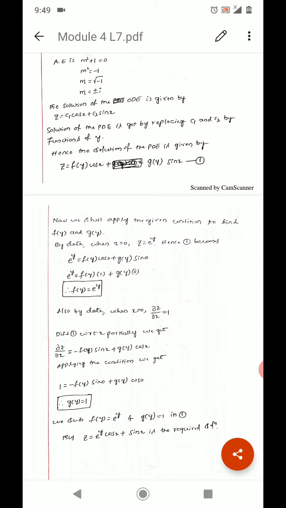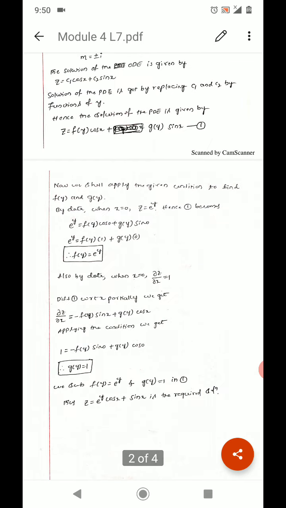So now apply the condition, that is when x equal to 0, del z by del x equal to 1. So we get 1 is equal to minus f of y into sin 0 plus g of y into cos 0. Again sin 0 is 0 and cos 0 is 1. So we get g of y is equal to 1. Now substitute the values, f of y equal to e power y and g of y equal to 1, in equation 1. So finally we get z is equal to e power y into (cos x plus sin x), which is the required solution.